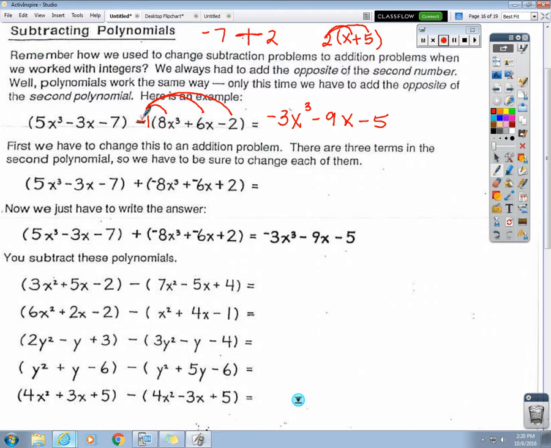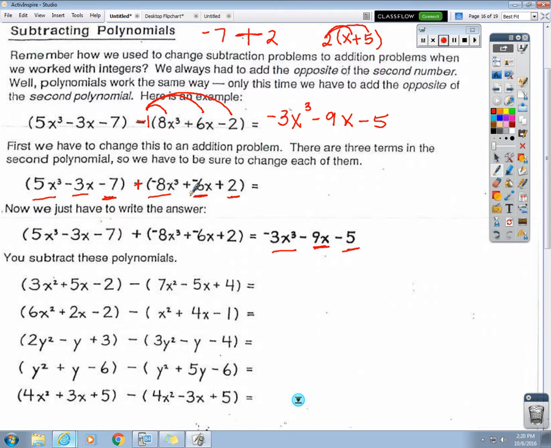Once you've distributed the negative to everything that comes after it, it's like you've given it away, and now it's just addition, because you gave away the negative to everything. And now you just add them like we did yesterday. So watch. 5x cubed plus negative 8x cubed. Isn't that negative 3x cubed? And negative 3x plus negative 6x. Isn't that negative 9x? Negative 7 plus 2 is negative 5.